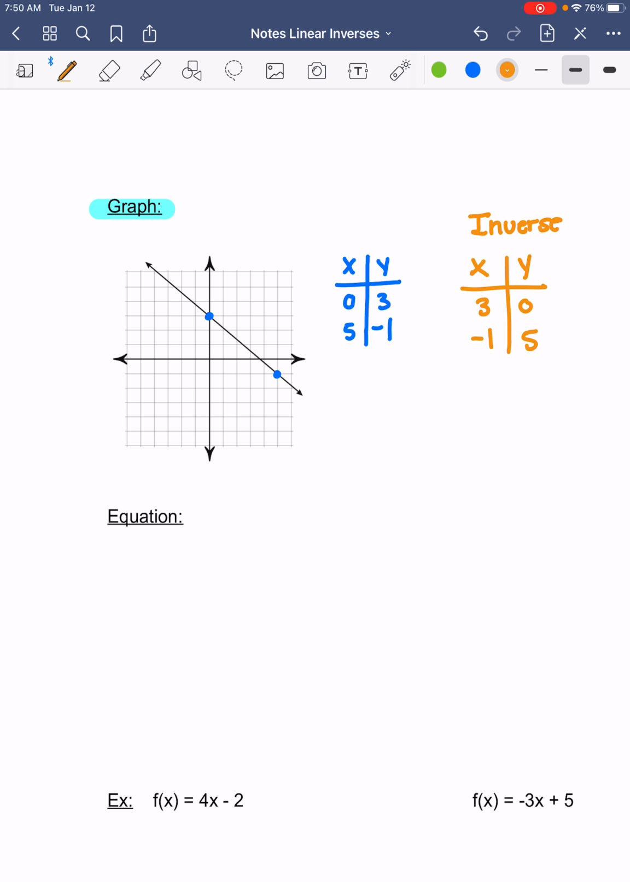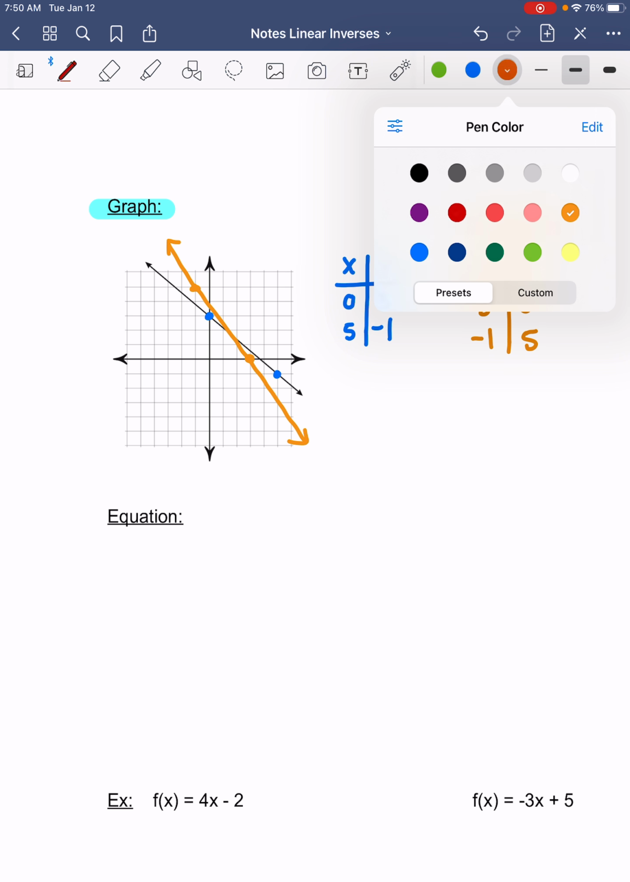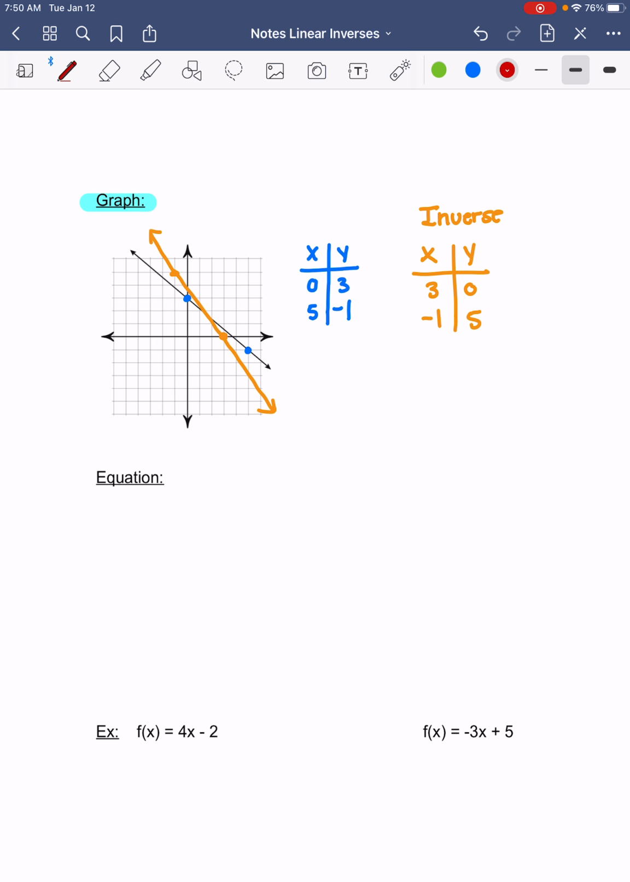I'm going to plot those points, and it's still going to be a line. So 3, 0 means right 3, not up or down at all. Negative 1, 5 means left 1, and then up 5. And then I go ahead and just draw a line there. Something that you need to know about the inverse graphs is that the inverse graphs are a reflection across the line y equals x.